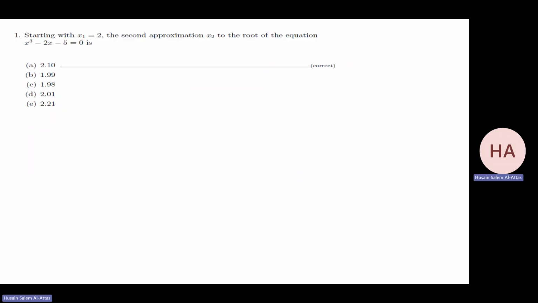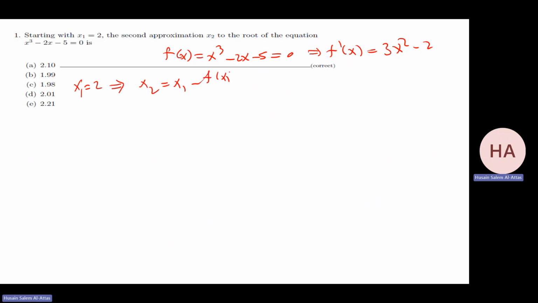Okay, starting with x1 equal this. This is the function. And what will be f prime? 3x squared minus 2, x1 equal 2. So it means x2 is x1 minus f of x1 over f prime of x1. That will be 2 minus f of 2 over f prime at 2, which is 2 minus f of 2.